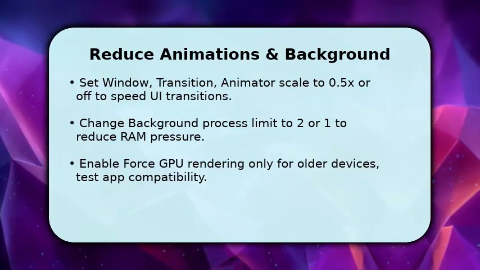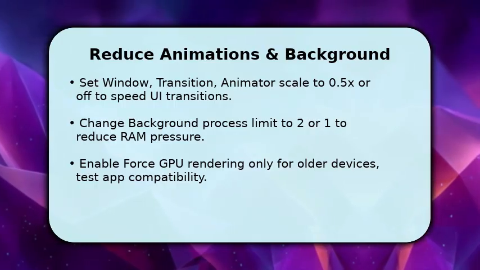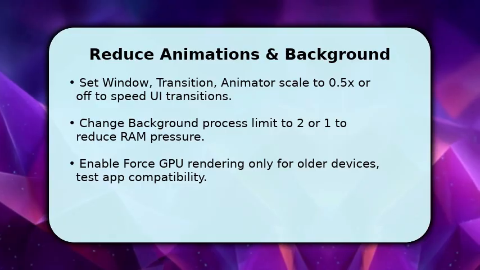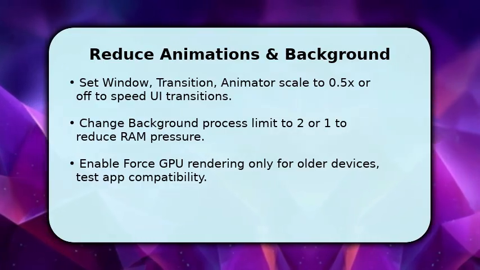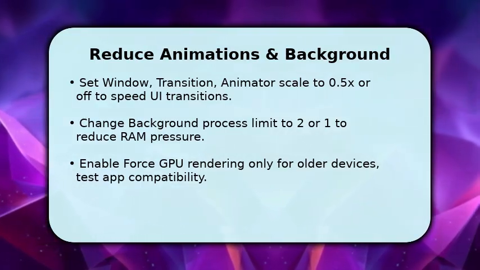Next, limit background processes to 1 or 2 to free RAM for the foreground app. Also consider forced GPU rendering on older phones to shift UI work to the GPU. But make sure to test common apps, because some may behave differently when forced to GPU.